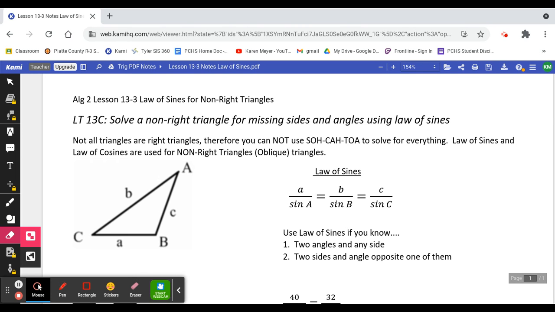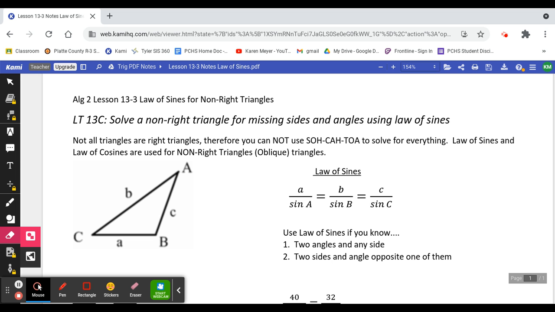All right, today we're going to be looking at triangles that do not have a right angle in them. So we're going to call these the non-right triangles. And for non-right triangles, you can't just use SOHCAHTOA because that only works with right triangles. So therefore, we have to have a different way to figure out angles and sides on non-right triangles.